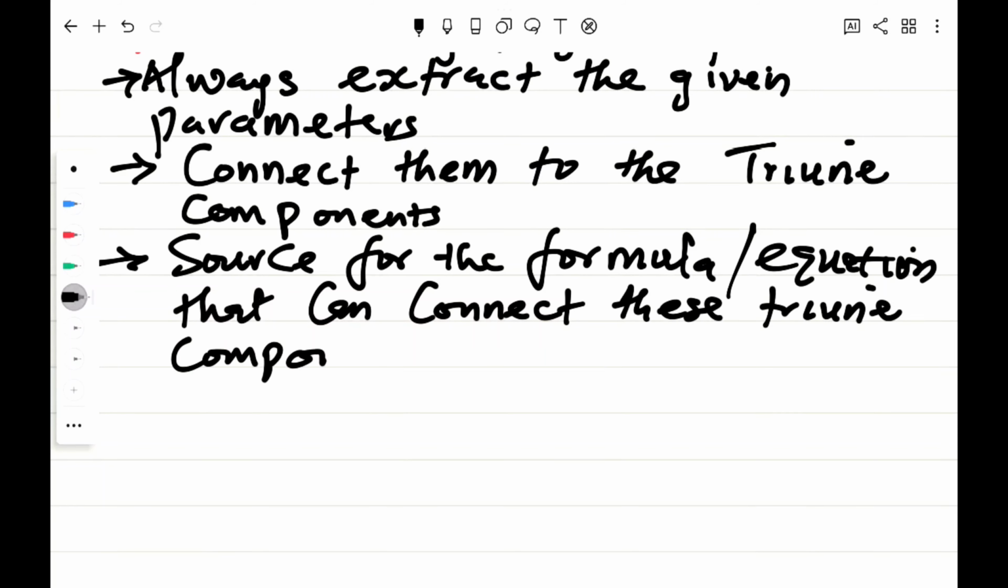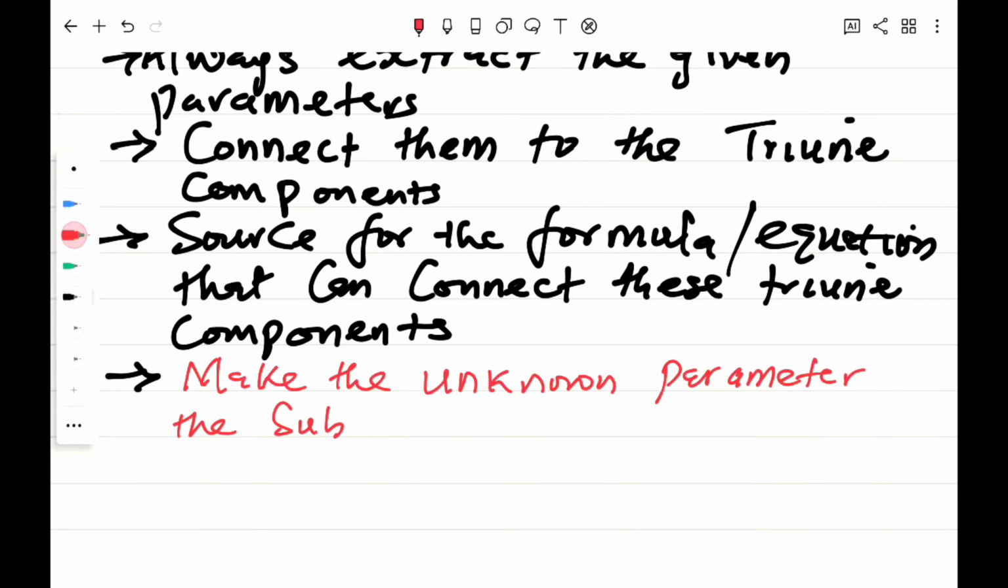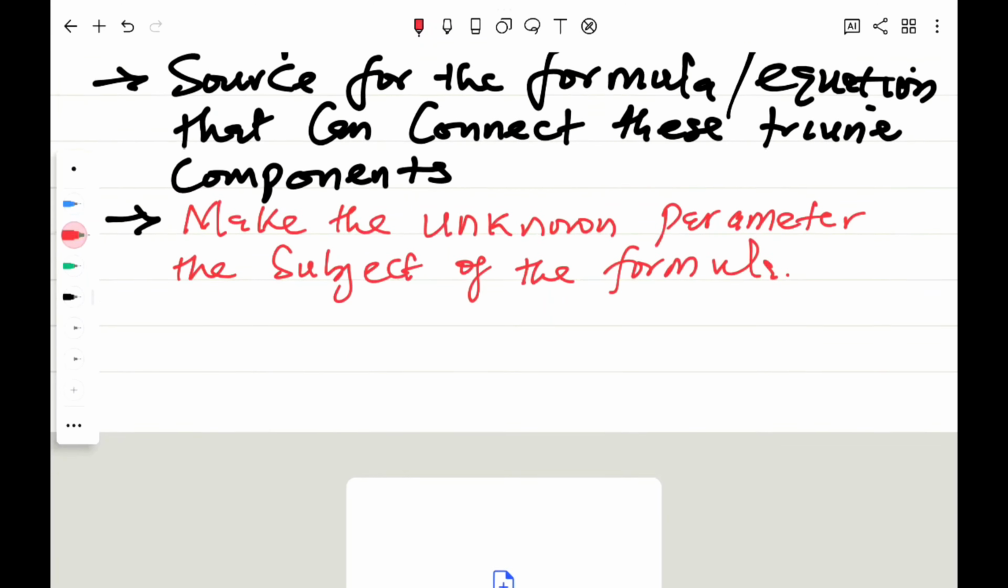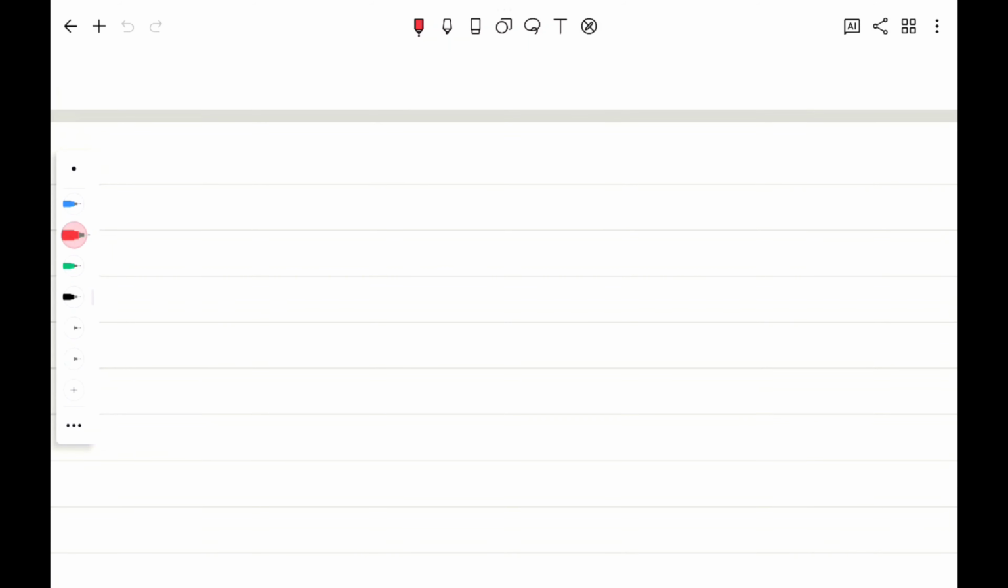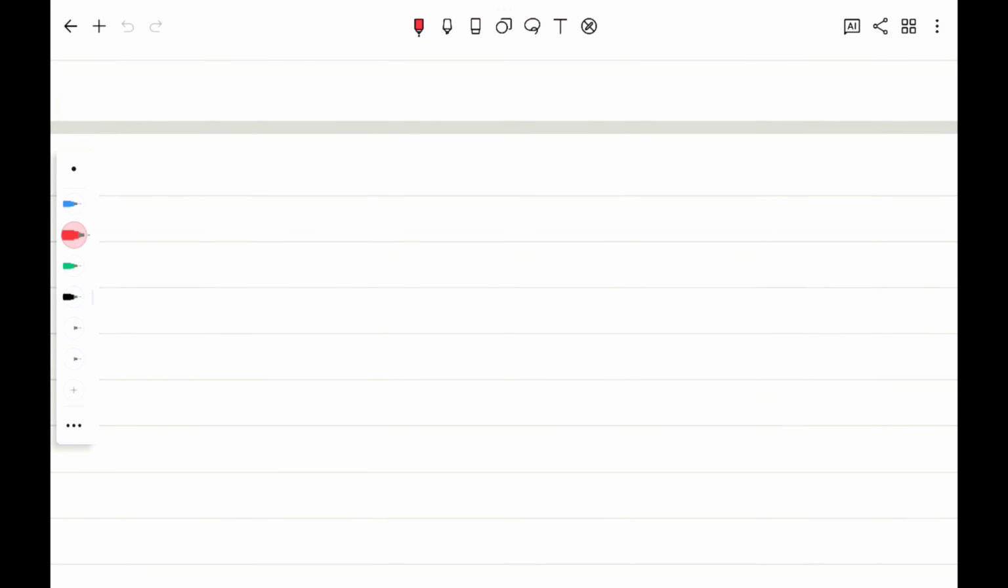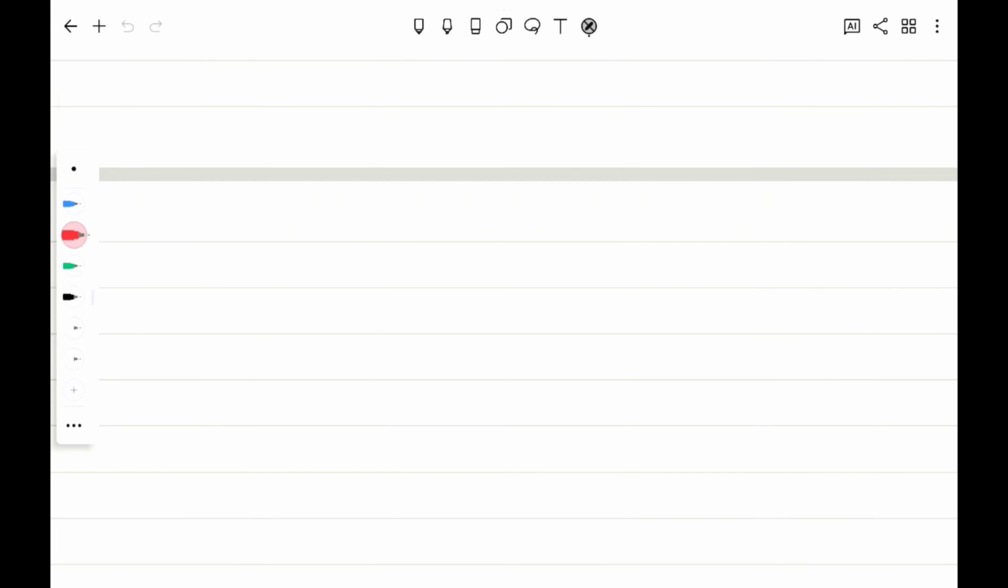together. Are we here? So if you are able to adhere to this principle, I'm telling you, you'll be able to attempt all mathematical problems in physics, and then you make the unknown parameter the subject of the formula. That is it. So this tutorial video has been tailored to help you cover the JAMB syllabus for this year. And I'm telling you, we have touched virtually all the topics.